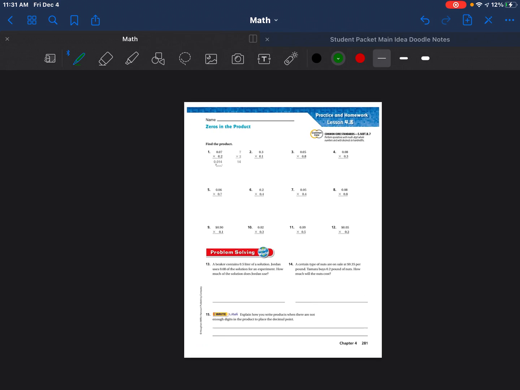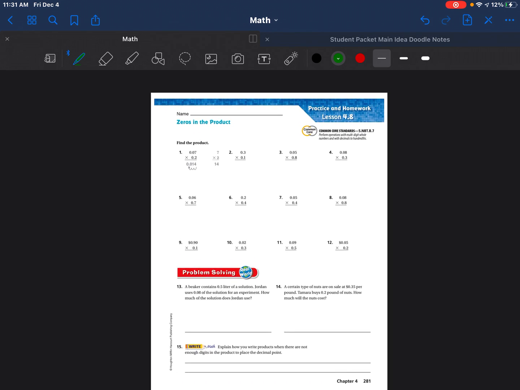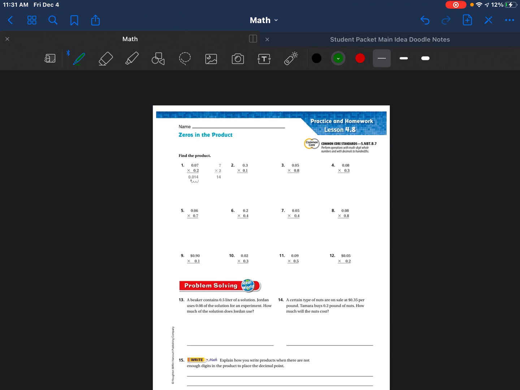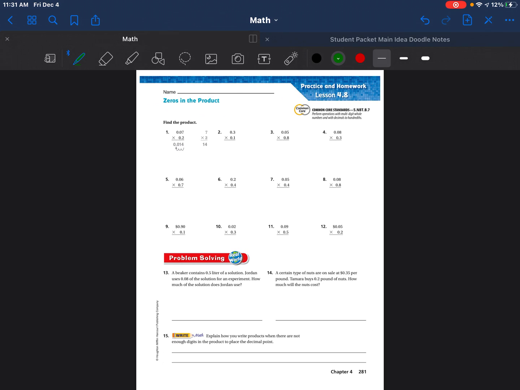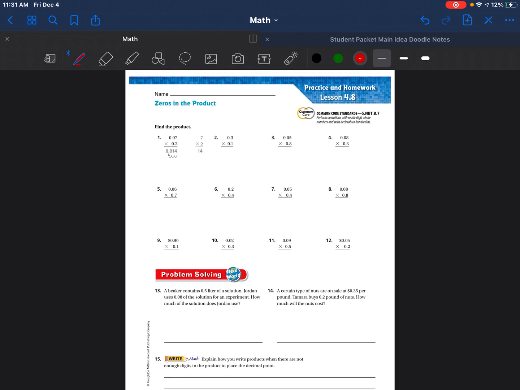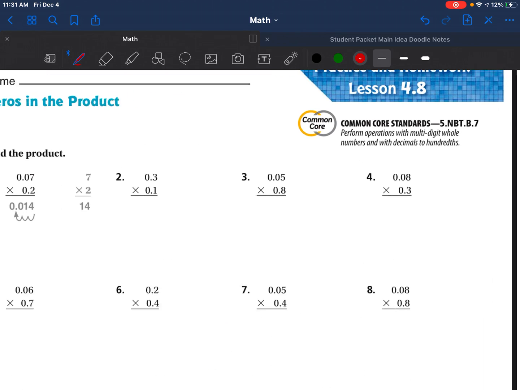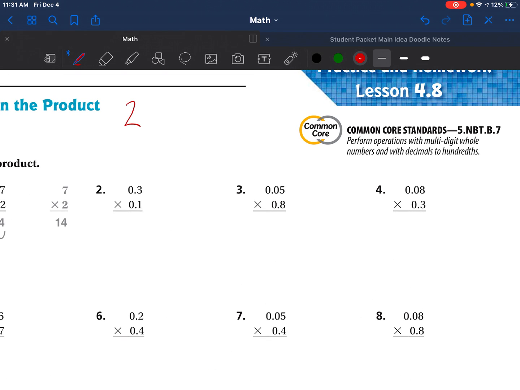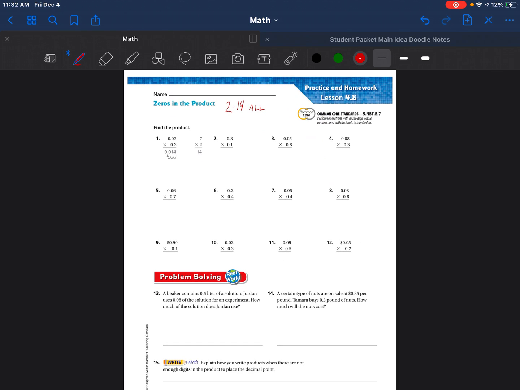So your homework is on page 281. I'm asking that you complete, honestly, 2 through 14, because these are super easy. These aren't going to take you any time at all. So you don't have to do 15, but you're doing 2 through 14 all.